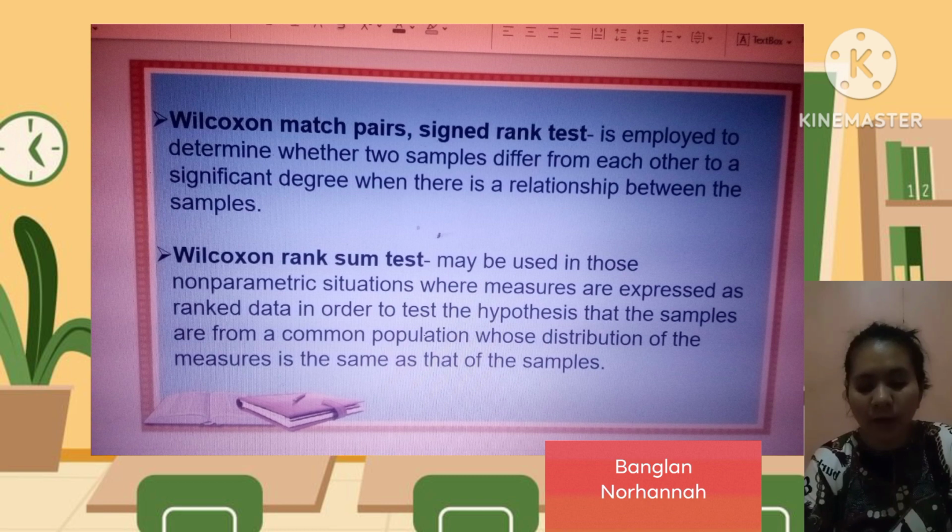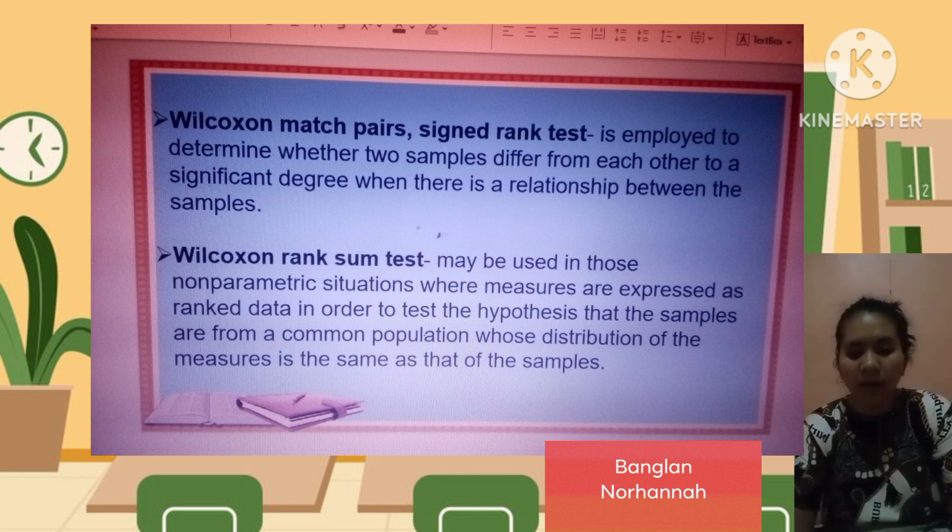Wilcoxon matched pairs signed rank test is employed to determine whether two samples differ from each other to a significant degree when there is a relationship between the samples. The Wilcoxon signed rank test is used when the two samples are paired or matched in some way. For example, the samples could be measurements taken before and after treatment on the same group of individuals, or measurements from the same individual under different conditions.